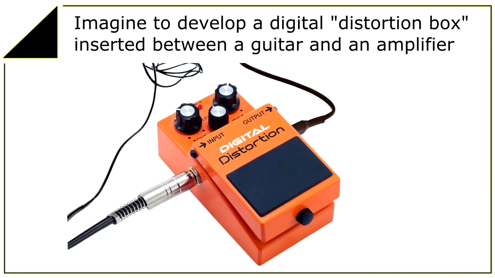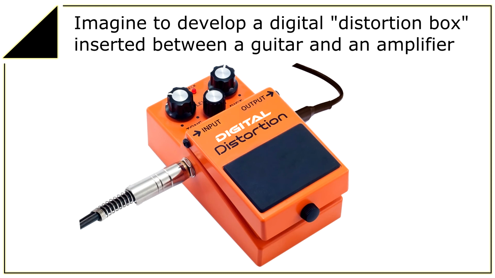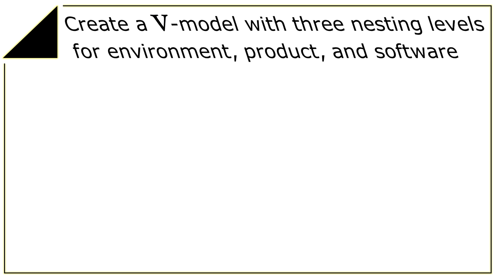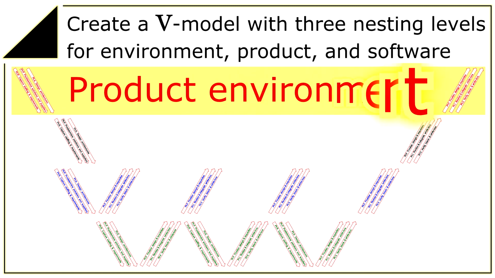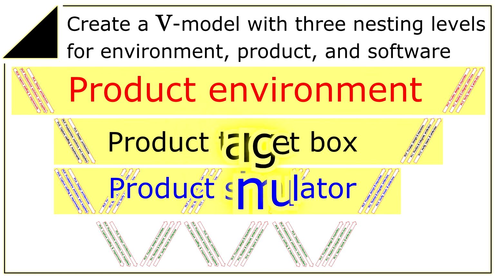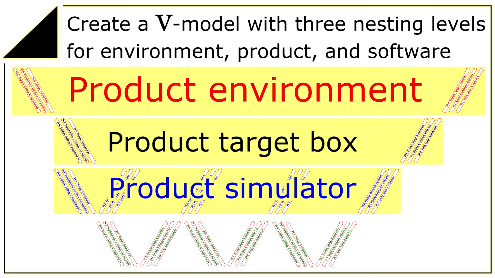Let's develop a digital distortion box, giving the guitar sound the heavy metal rock and roll character. The chosen CPDM nesting levels correspond to 3 anticipated architecture layers. The top level of the V-model is the product environment, which addresses everything outside the distortion box. There are 2 identical product levels, one addressing the target box and one addressing a PC simulator.